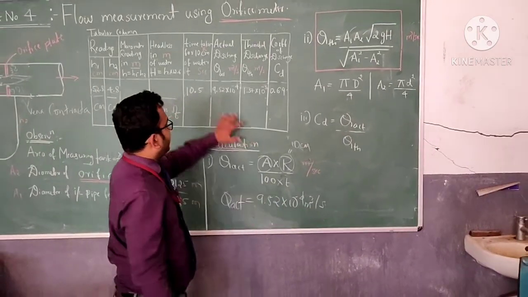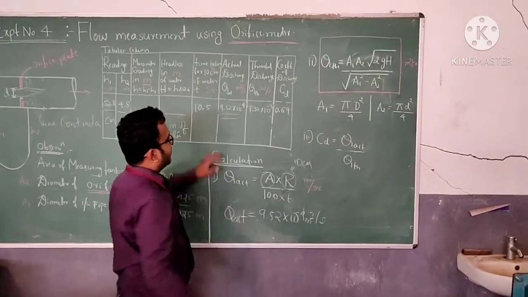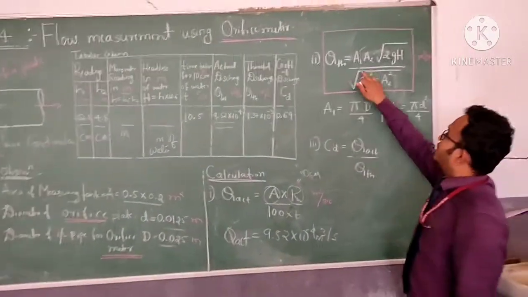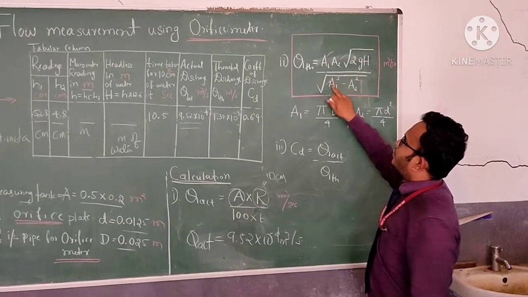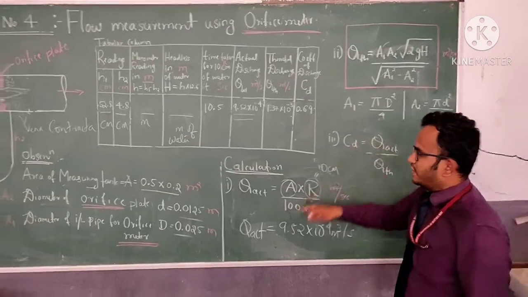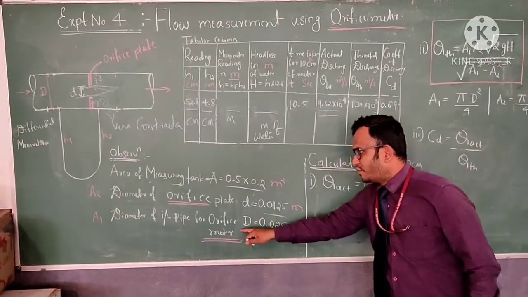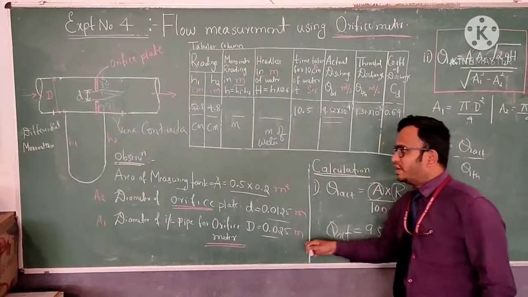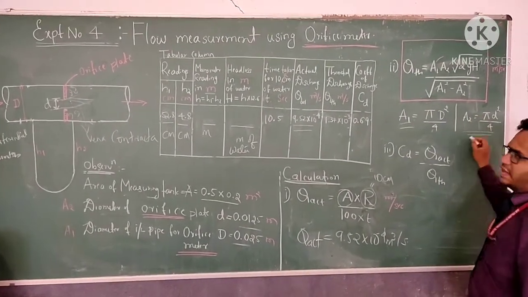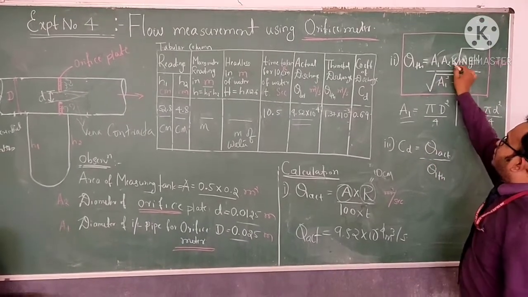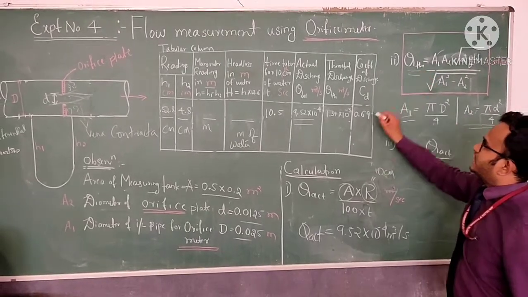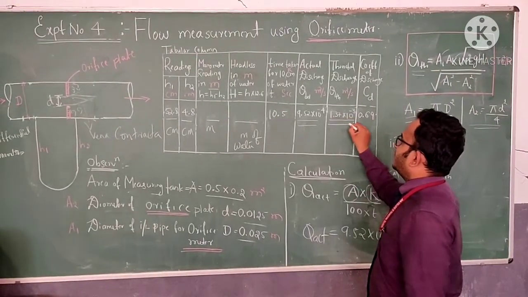After getting this answer, we are going to calculate the theoretical discharge for the orifice meter. That is A1 A2 square root of 2gH divided by square root of A1 square minus A2 square. A1 is pi by 4 d square, that is the area of the inlet of the pipe of the orifice meter, with diameter 0.025 meter. And A2 is the area of the orifice plate diameter. After getting these two values, we substitute them and calculate the theoretical discharge, that is 1.37 into 10 raised to minus 3.